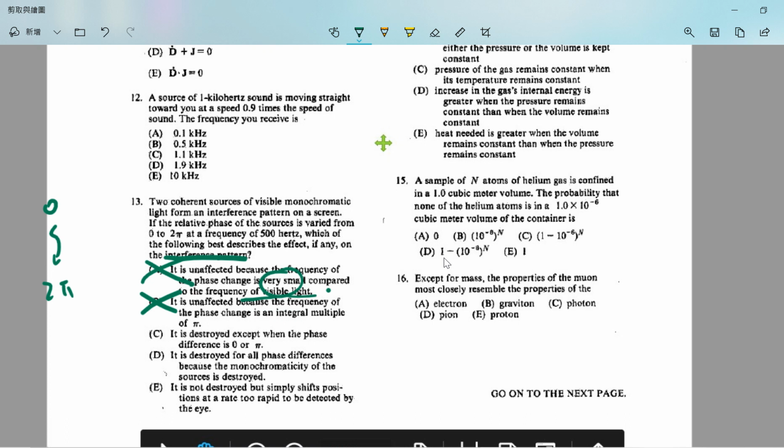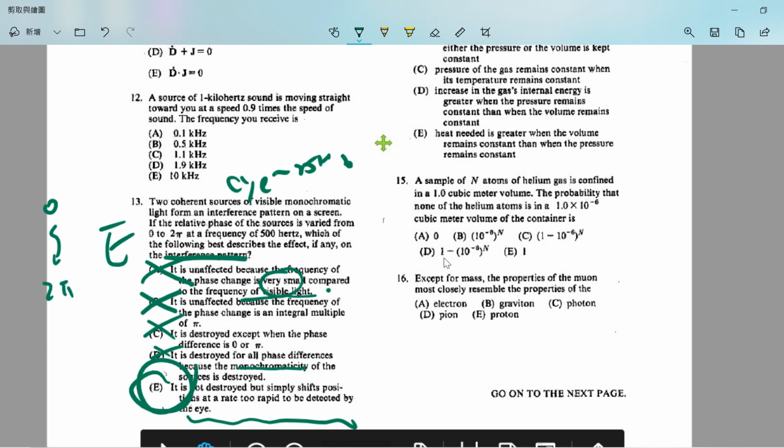Basically, if you have two sources, you can have interference. Another option says it is destroyed always for any phase difference because the light is monochromatic. This is not correct. It says it's destroyed for all phase differences, which is not correct. It's not destroyed; the pattern simply shifts position at a rate that is too rapid. This is okay because we know that the human eye can only detect 25 hertz. So the answer is E. The answer is E.